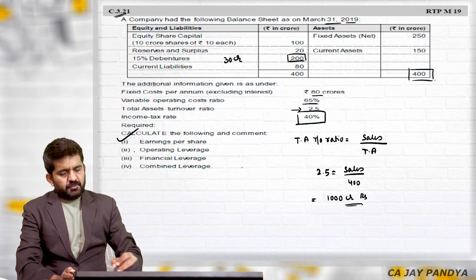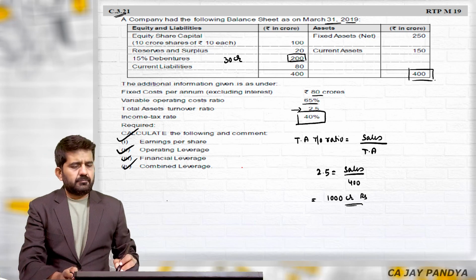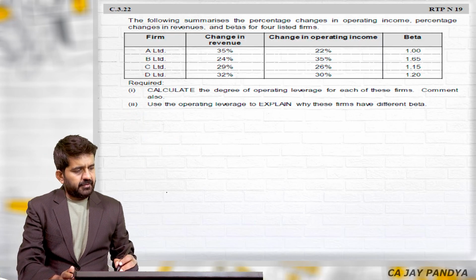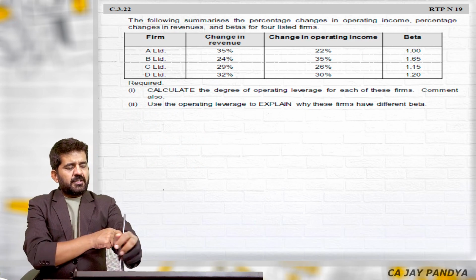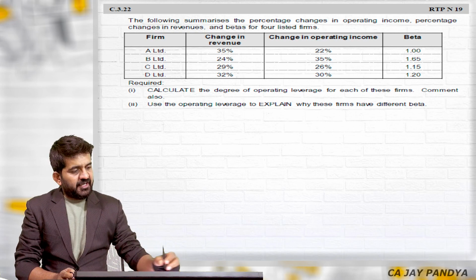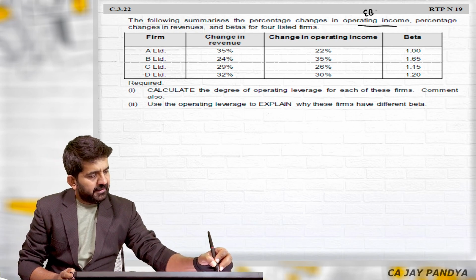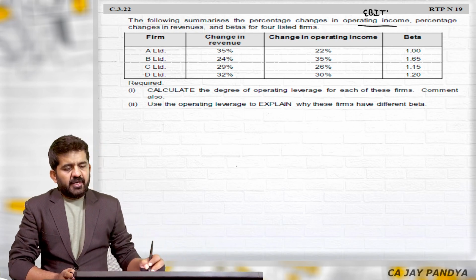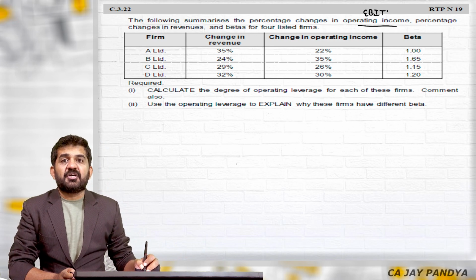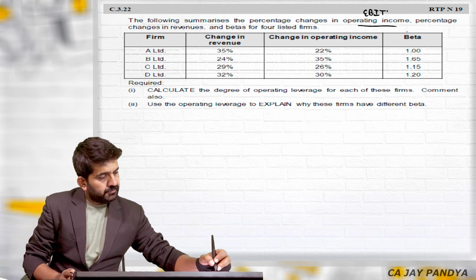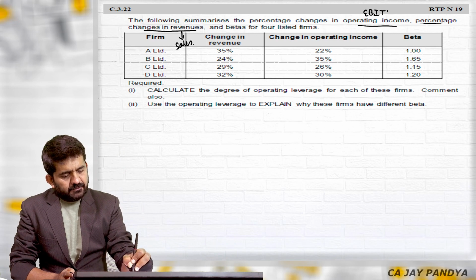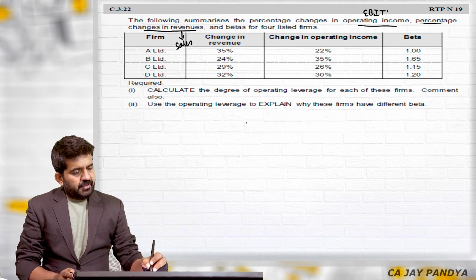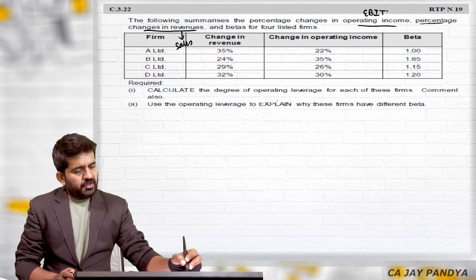All four answers we have found out. Easy question, was a question of RTP. The following summarizes the percentage change in operating income. Operating income is EBIT. And percentage change in revenue. This is sales. And betas of four listed firms.